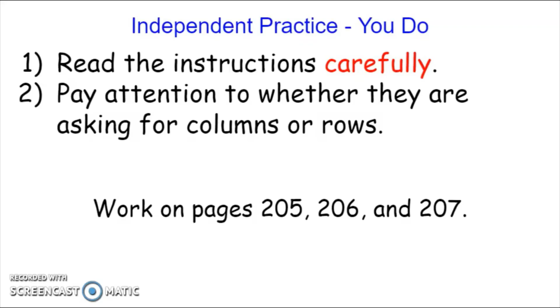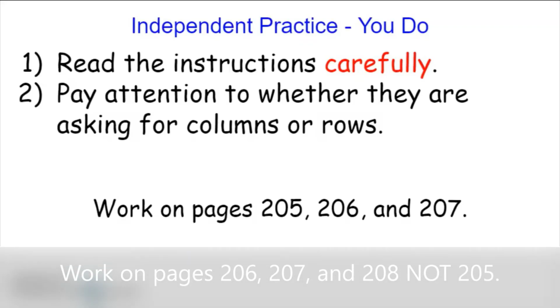As you get ready to move into independent practice, please keep these 2 things in mind. Number 1, read the instructions carefully. Number 2, pay attention to whether they are asking for columns or rows in the directions. And then, what pages are you working on? You are working on pages 205, 206, and 207.